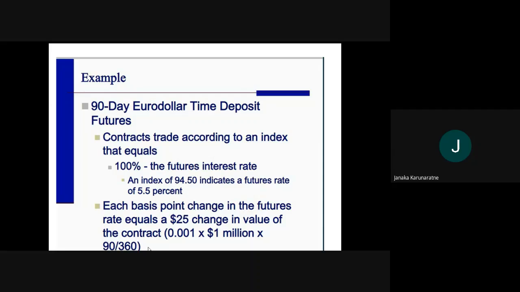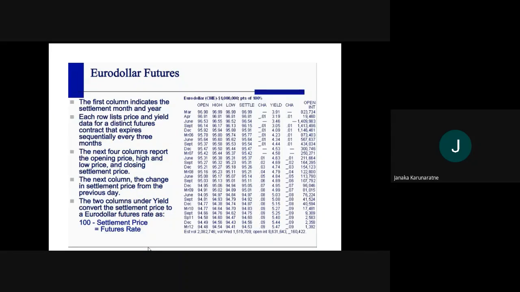0.01 into $2 million into 90 divided by 360. Okay, so it's basically pretty simple. You can anytime find out how much your value has changed within a period as a result of a change in futures rate, so you know whether your future value has gone up or gone down.